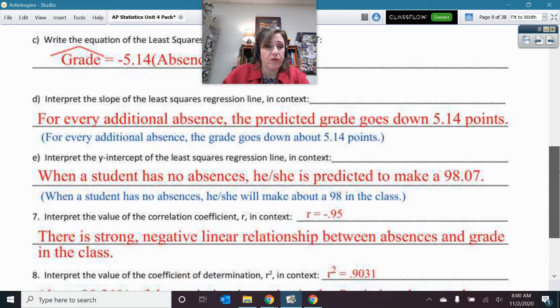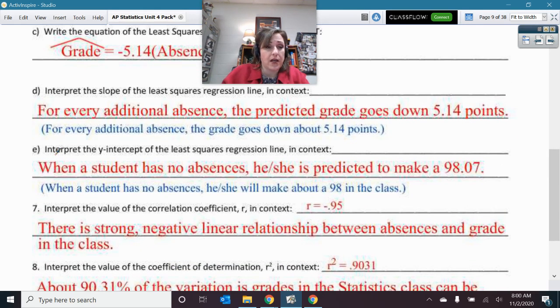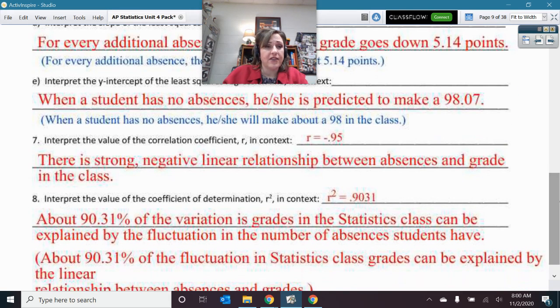All right, interpret the y-intercept. It happens when the x is 0. The predicted y is this, and it often does not make sense. This one actually isn't too bad. When a student has no absences, he or she is predicted to make a 98.07. So you could say when a student has no absences, he or she will make about a 98 in the class.